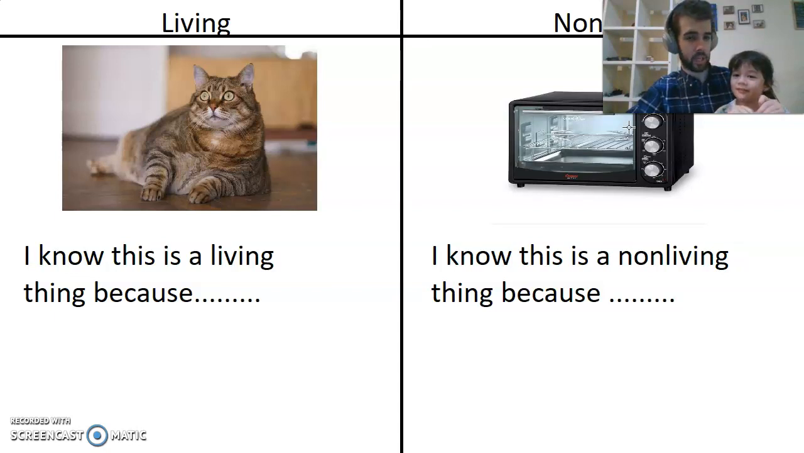Very good. So, what I want you to do is to write at least 4 sentences. You guys know the life processes now. I know this is a living thing because, give me 4 things. You don't have to do a cat. You don't have to do an oven. You can choose whatever you want. If you want to do it on your computer, you can. If you want to draw it, you can. That's up to you.